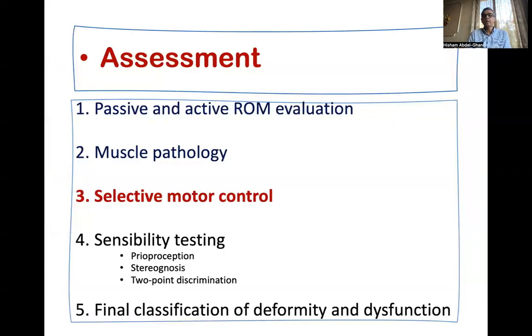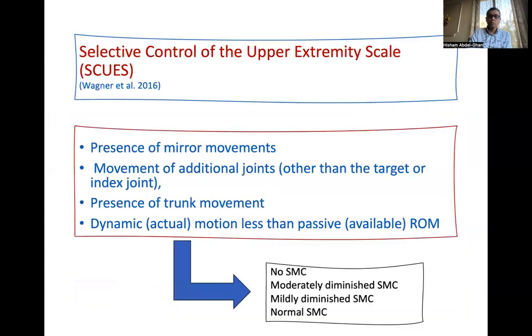The third is selective motor control. What is the meaning of selective motor control? Selective motor control is the ability to do isolated movement selectively and to contract the muscle selectively.